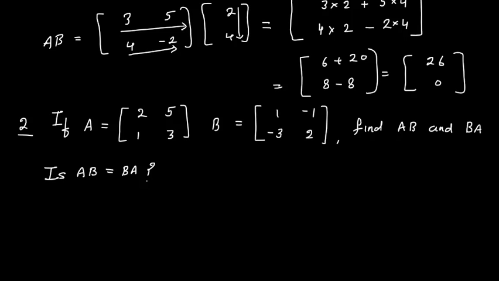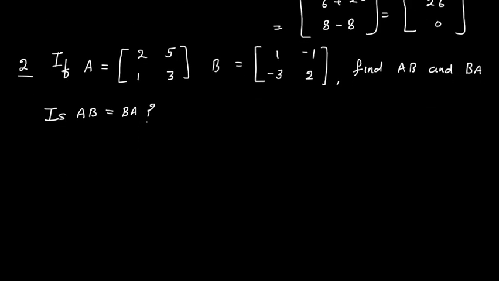Now here in the second question, we have A and B given. We have to find AB and BA, and we have to check whether AB is equal to BA. So you can see that the order of A is 2 cross 2 and the order of B is also 2 cross 2. So AB is possible as well as BA. So let us start with AB. Here A is [2 5; 1 3], and B is [1 -1; -3 2].